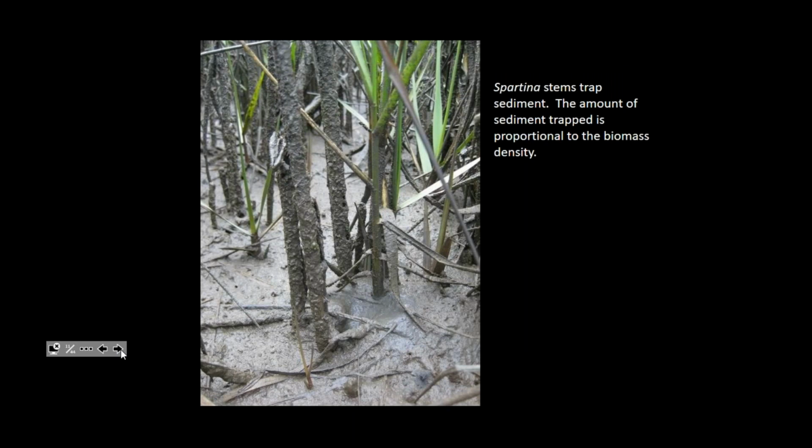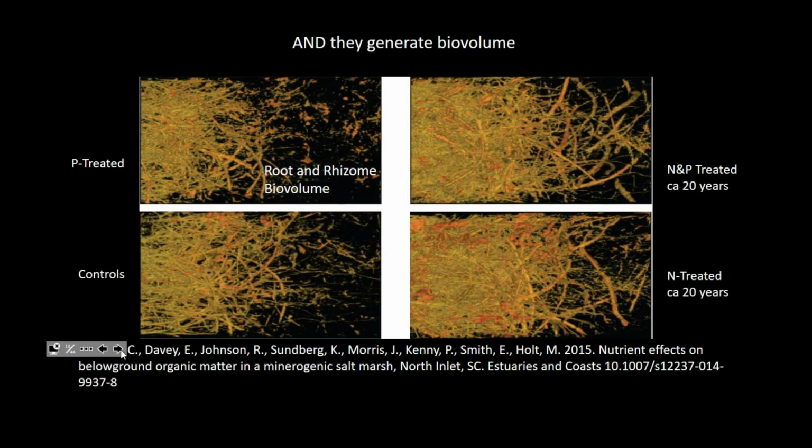So the plants, here's how it works. When the plants trap sediment, the more stems there are, and the higher the biomass, the more sediment they trap. Okay, that's one of the mechanisms. The other mechanism is the growth of biovolume. Now these are cores taken from a NP factorial experiment that has been going on out there. I guess when these cores were taken, they've been fertilized probably for 25 years.